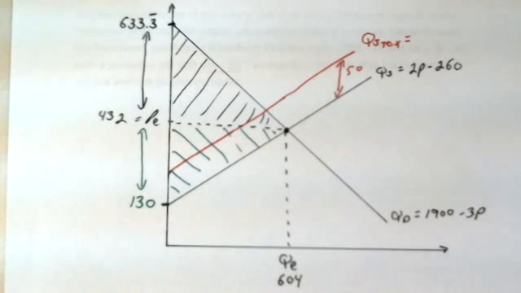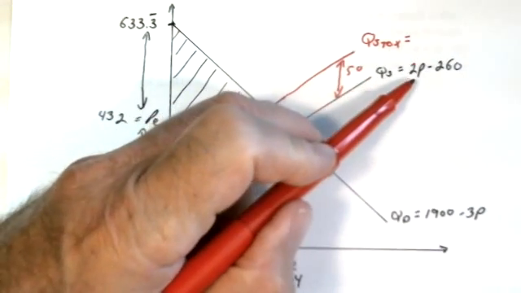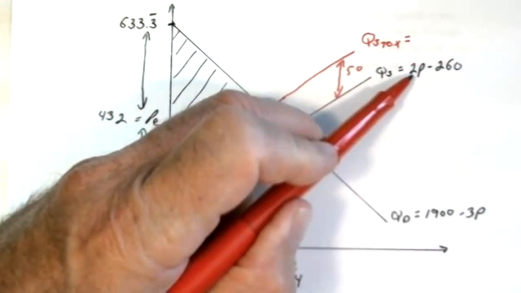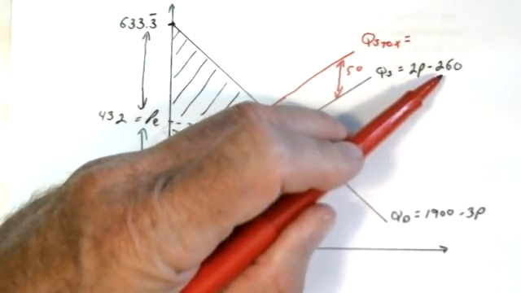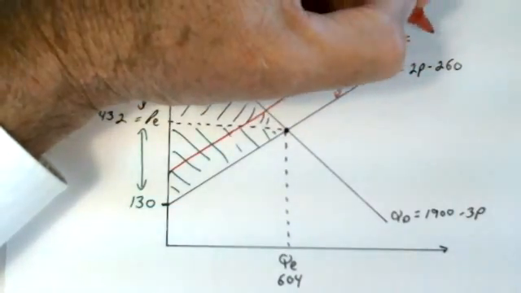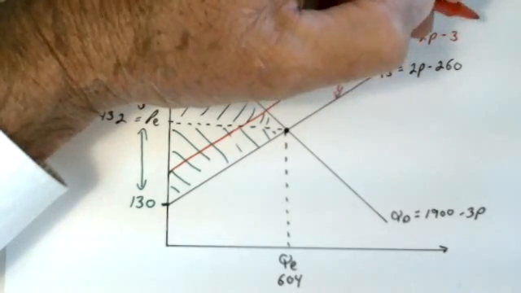Now, in one of those other lessons I gave you kind of a shortcut, and it is you take the tax, 50, you multiply it by the coefficient on P, which is 2, so 2 times 50 is 100. You take that number and you subtract it from the constant term, so it should be QS tax is equal to 2P minus 360.